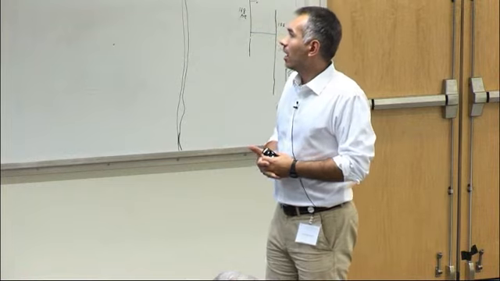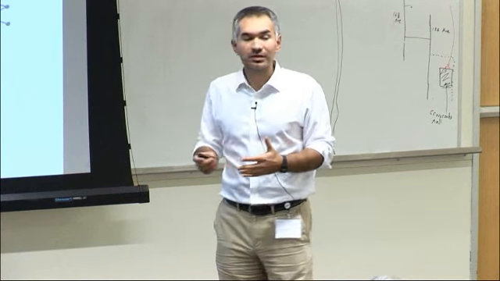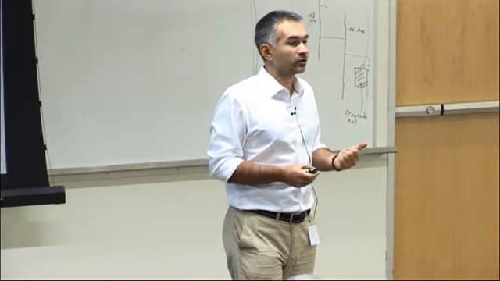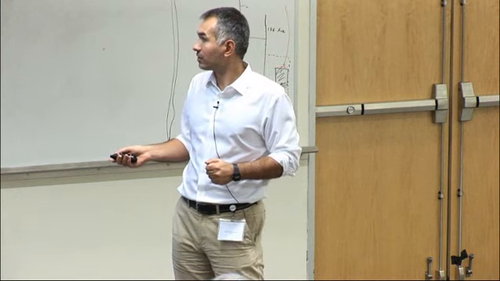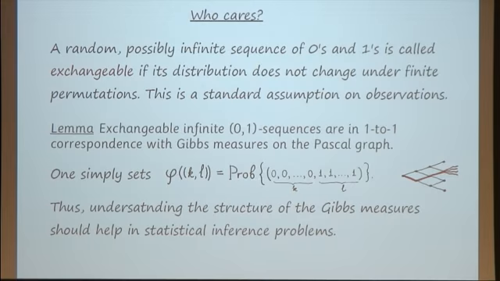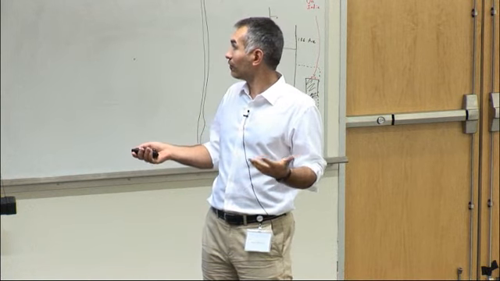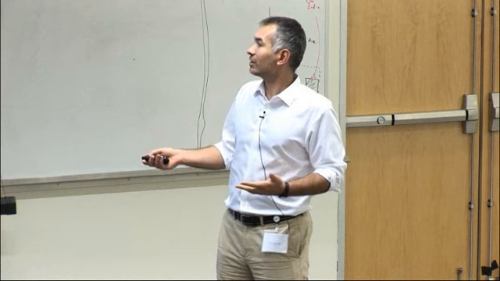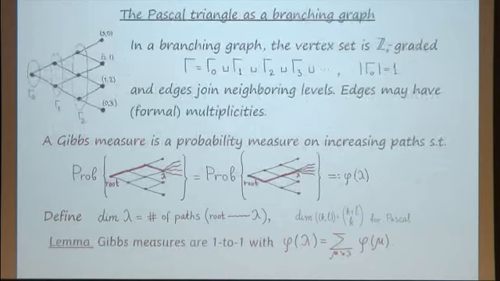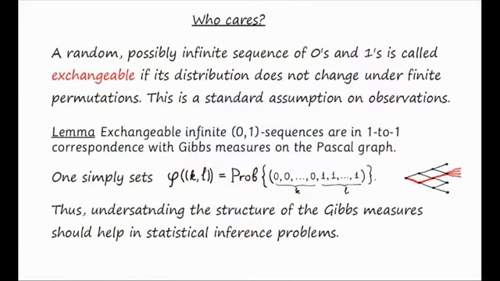Okay, and exchangeable infinite sequences of zeros and ones are in one-to-one correspondence with the Gibbs measures on the Pascal graph. And the correspondence is very simple. This is what it is: if you compute the probability of having a sequence that has k zeros and l ones in whatever order, you assign to it the value phi of the vertex. And you'll see that the equation that this phi satisfies is exactly this equation. And so this is in one-to-one correspondence with the Gibbs measure.